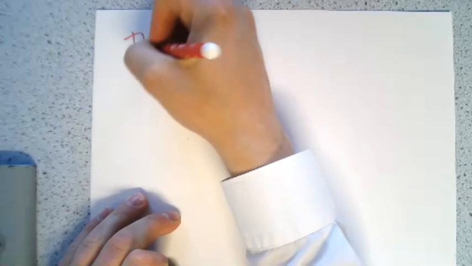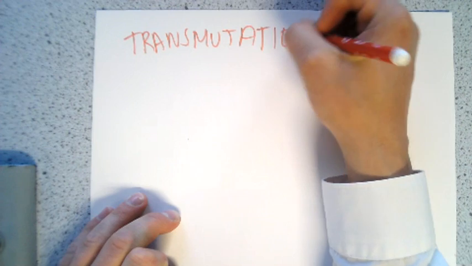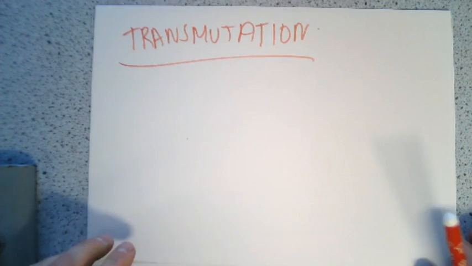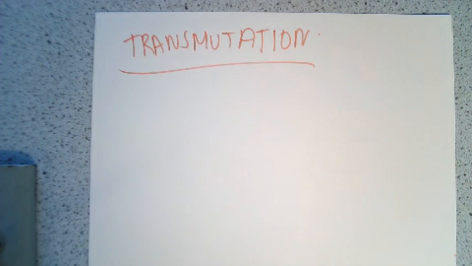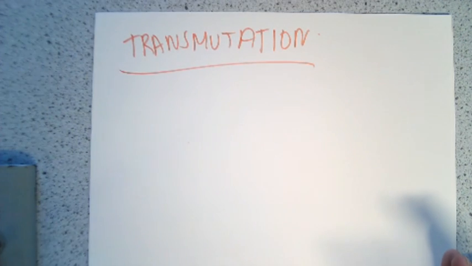You may be asked to look at this word. Don't be scared. It's not a scary word. You have learnt about this, but you may not have called it transmutation. In simple terms, it basically means we have an unstable nucleus, it becomes stable, and it emits something in order to do that. That is what transmutation is.